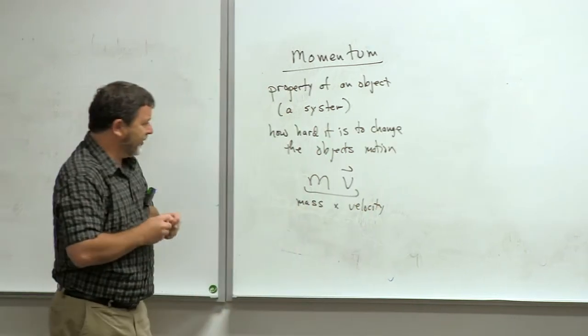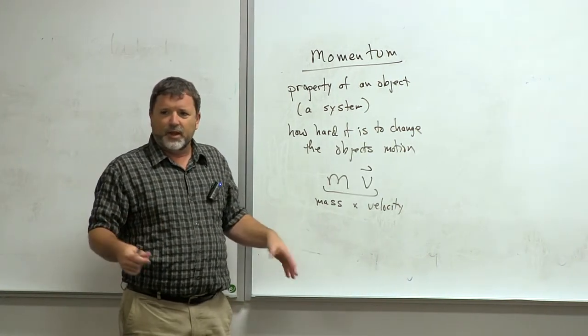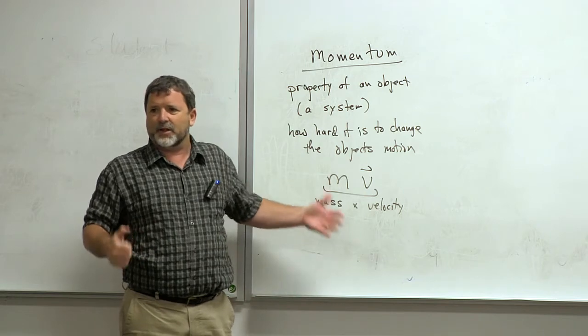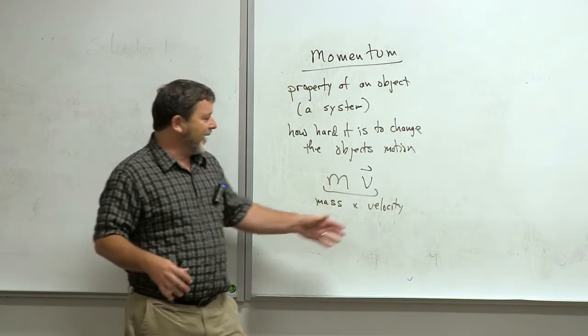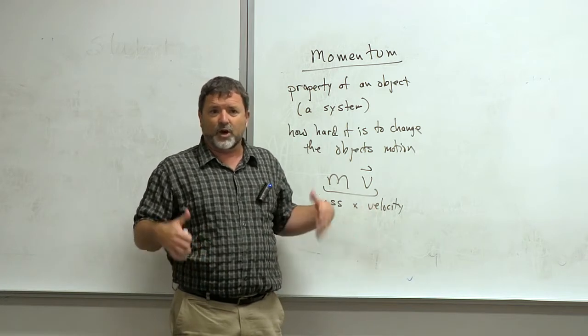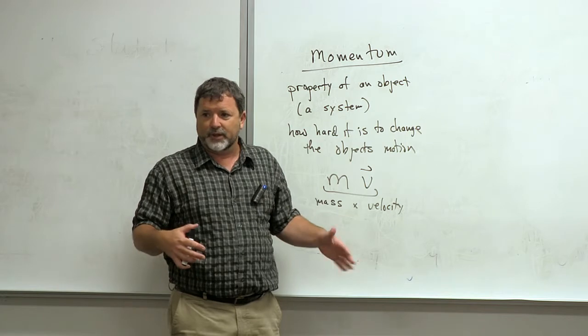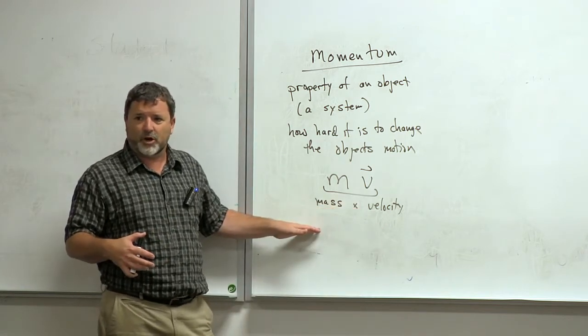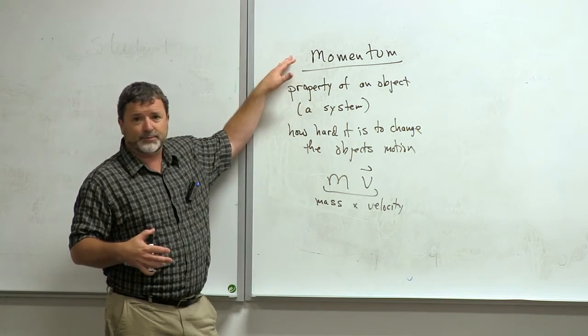The reason is, if you think about the things that make it hard to change your motion, if you are more massive than another object, it's harder to make you move or stop moving. And the faster you move, the harder it is to change the direction you're moving or what you're doing. So these are the two things that make motion hard to change, and they're the key ideas behind momentum.